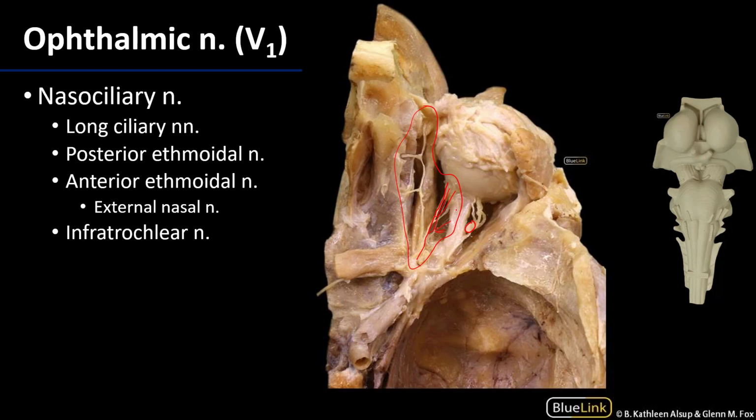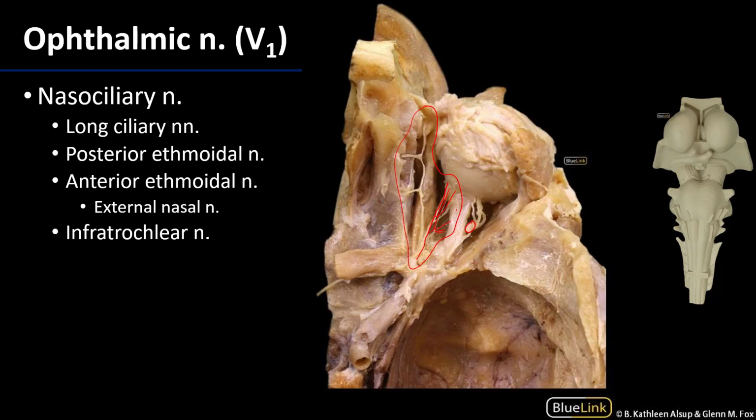They also carry postganglionic sympathetic fibers from the superior cervical plexus, and these were being transported via the carotid plexus. These postganglionic sympathetic fibers are serving the dilator pupillae muscles. And so during a sympathetic response, your pupils are going to dilate to let more light in, to have better visual acuity.